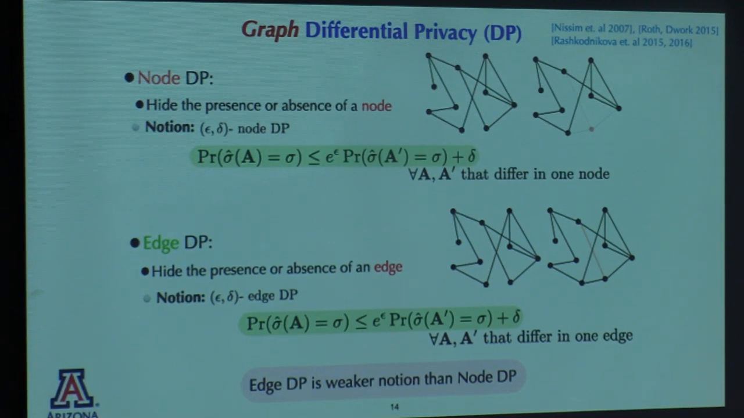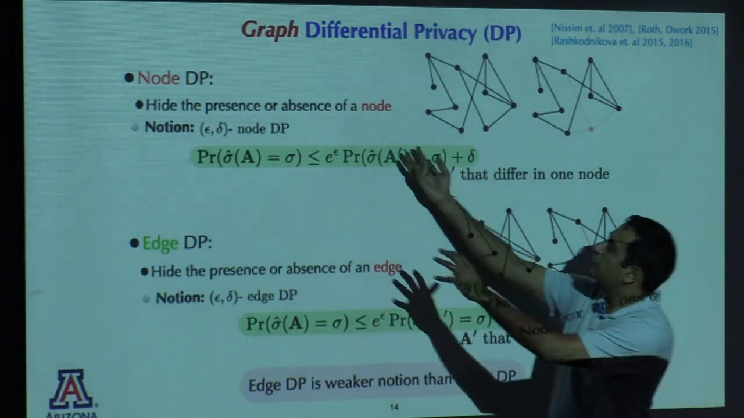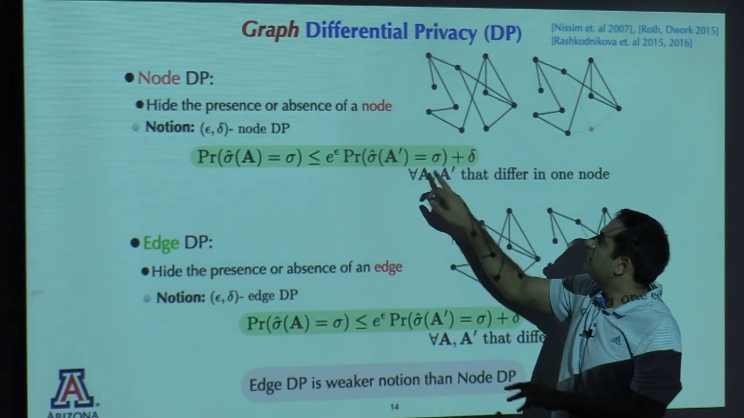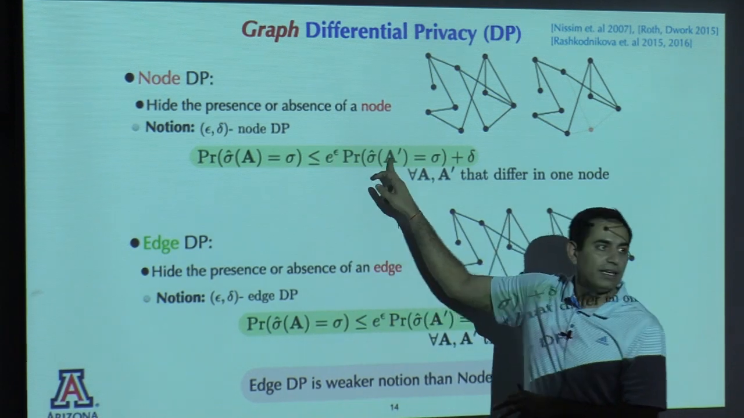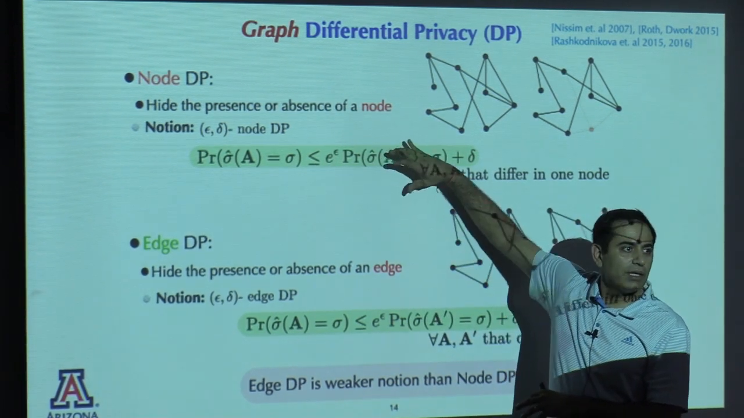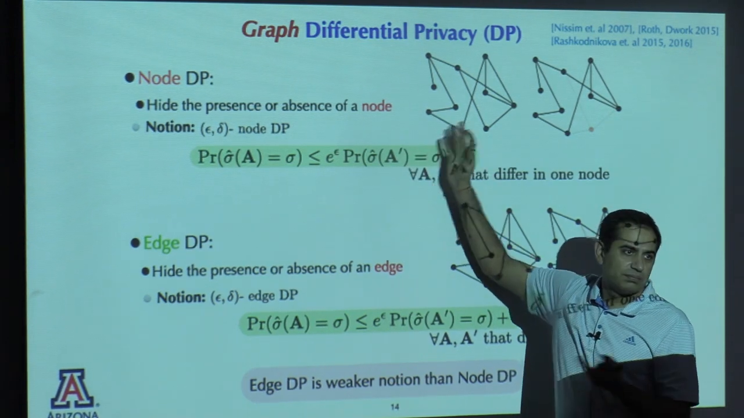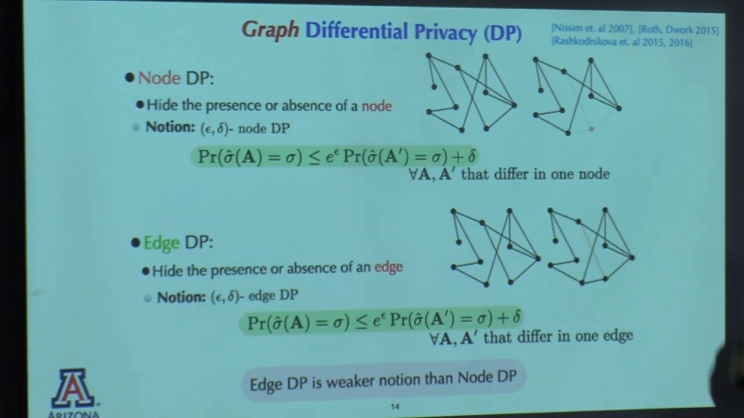Yes. No, this holds for every A and A prime. So the same inequality will hold if I switch these as well. This looks asymmetric, but since it holds for every pair, it should also hold when this one is A prime and this is A. Correct? So every inequality actually comes in pairs. But I'm writing it here because I'm sort of saving a line. I'm saying this holds for every pair A and A prime.